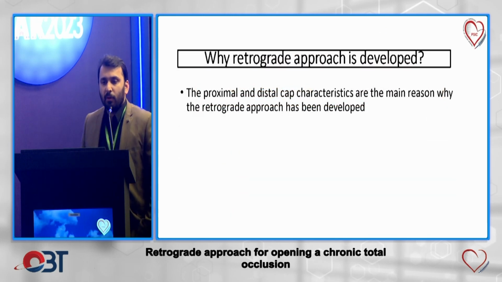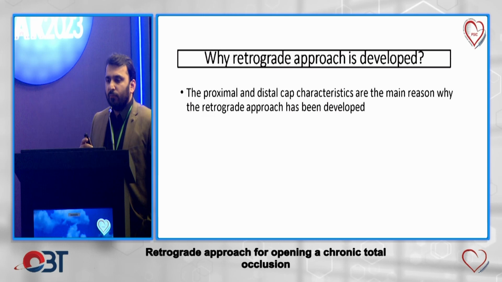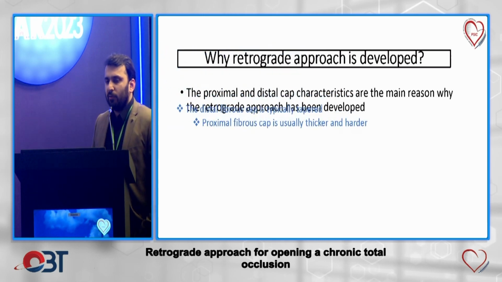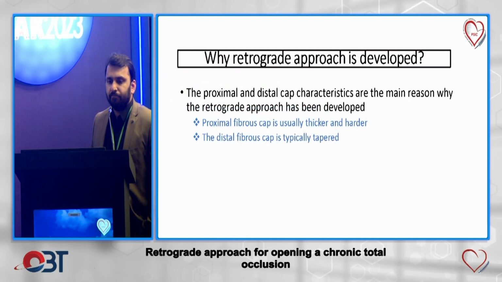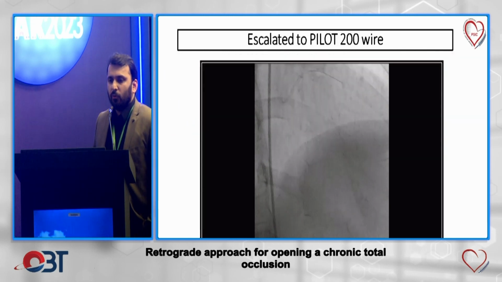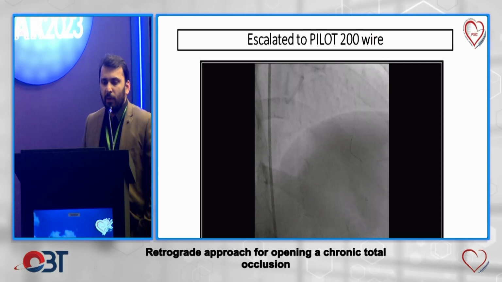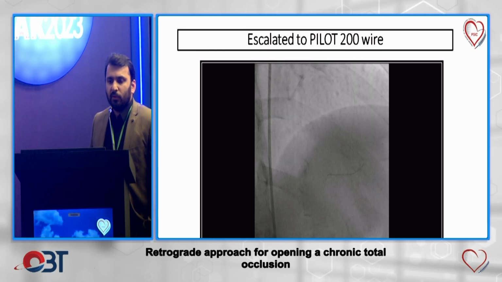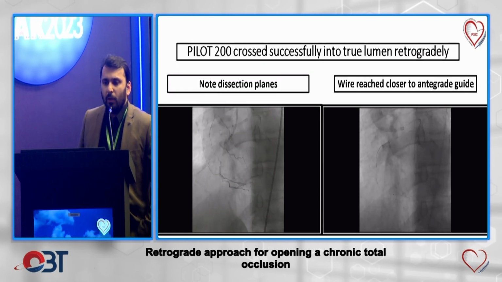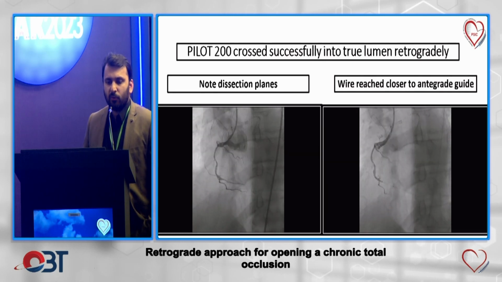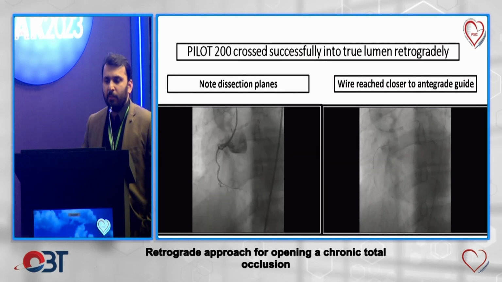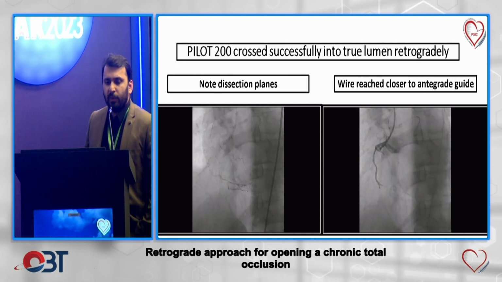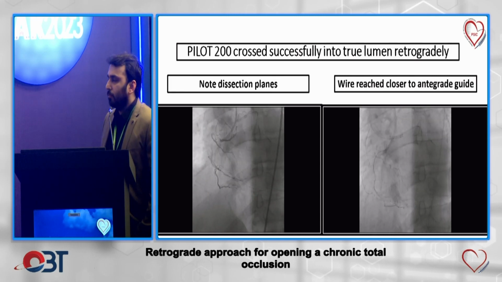So why was the retrograde approach developed? Because of the characteristics: the proximal fibrous cap is usually thicker and harder, and the distal fibrous cap is typically tapered. So I escalated to Pilot 200 using the Fine Cross microcatheter, and the Pilot 200 successfully crossed. Here you can see the Pilot 200 has crossed successfully and reached the proximal cap, and you can also note with the antegrade injection that there are multiple dissection planes in the distal RCA.